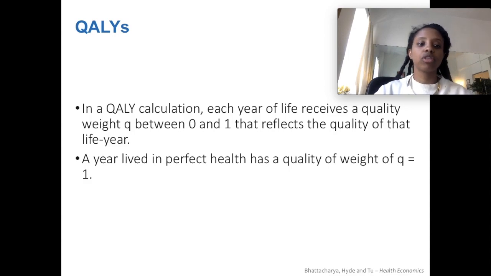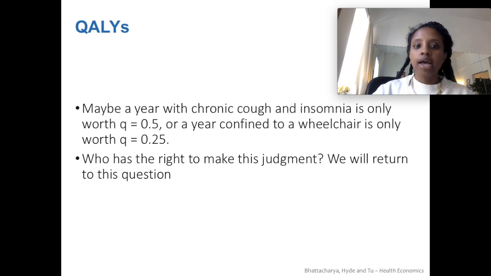So if you're living in perfect health, then the quality weight would be 1. It'd be a full QALY. But perhaps a year, let's say with a chronic cough and insomnia, is 50% of a QALY, or confined to a wheelchair is 25%. So, who has the right to make this judgment is a good question.